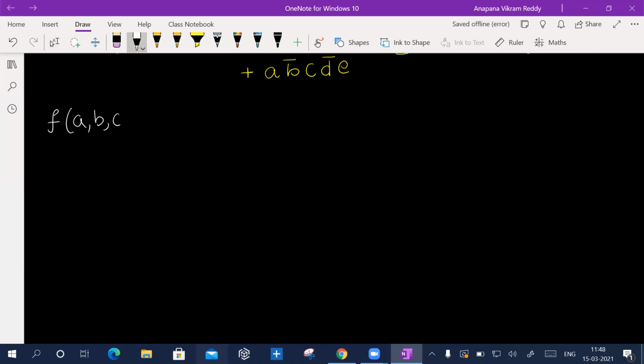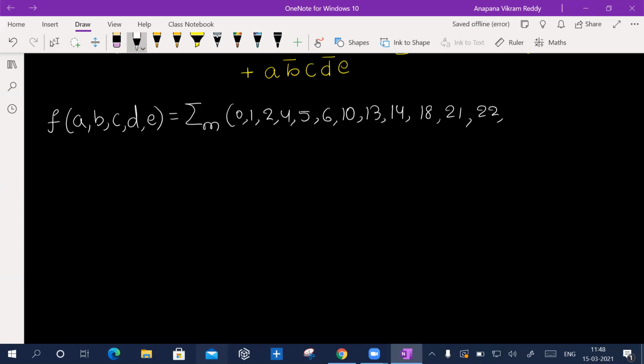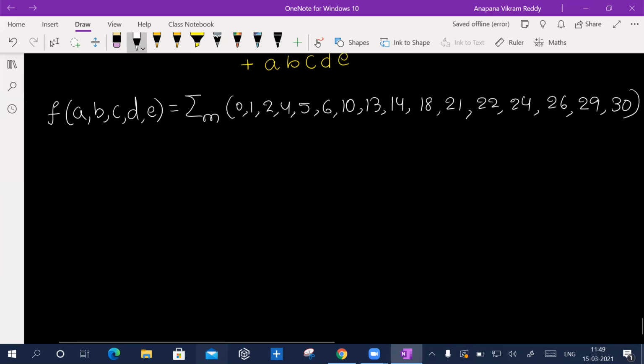For example, I have f of A, B, C, D, E is equal to the sum of minterms 0, 1, 2, 4, 5, 6, 10, 13, 14, and 18, and then I can take 21, 22, 24, 26, 29, 30. See, when you have don't cares, you know how to solve with don't cares also. Just do the same thing. There is no difference anywhere, exactly the same. Everything is the same.